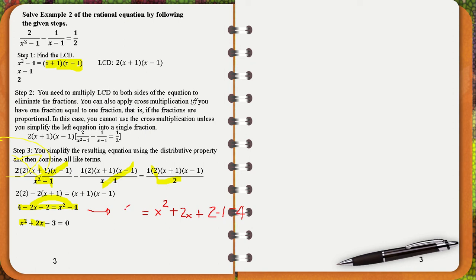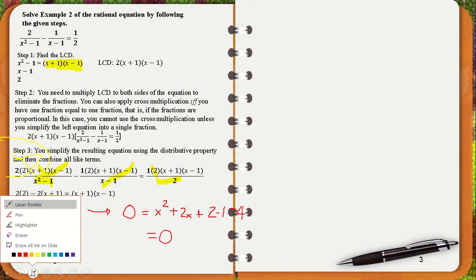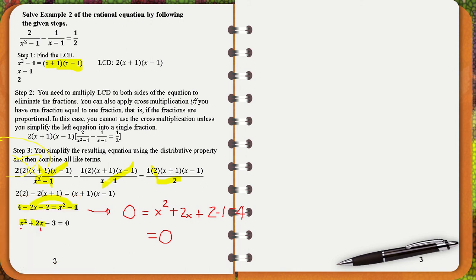Okay. So, yung nandito ay 0. So, balik na natin. So, itong 0, ilagay na natin sa kanan. At itong x squared, kopyahin, kaya may x squared tayo doon. Yung 2x, kaya may 2x tayo dyan. At 2 minus 1 ay positive 1. Positive 1 minus 4 ay negative 3. Kaya meron po tayong quadratic equation na x squared plus 2x minus 3 equals 0.